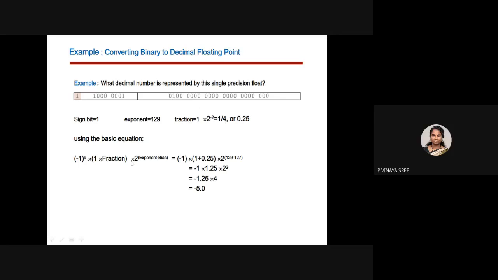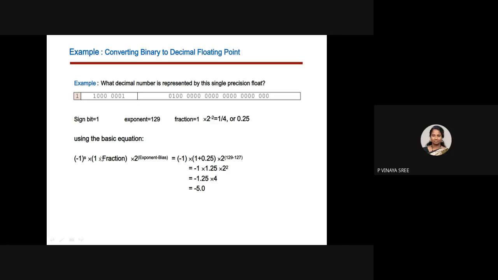Okay, 0.25. So let me substitute with the formula. Minus 1 power s, here s is 1. So you will get minus 1 into 1 plus what we got here, 1 plus mantissa. This part is the fractional part or mantissa, so what we got here is 0.25. Did you understand what the fractional part is? You must know the number conversions. Whatever we have written here is the fractional part. For calculating a binary fractional part to decimal, you start from minus 1, then minus 2. So 1 into 2 power minus 2, the value that you will get is 0.25.